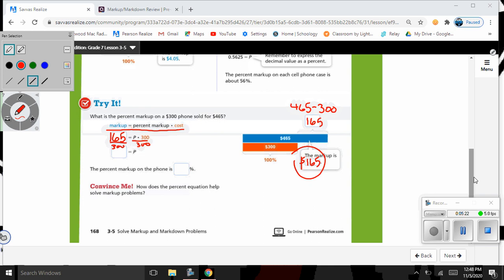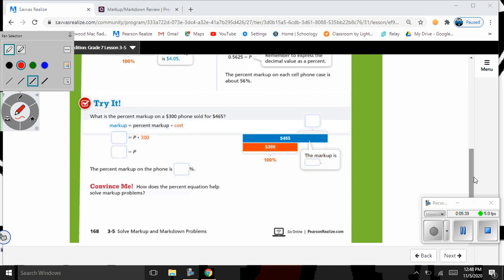And that puts it at 0.55, which is, move it over 2 places to the right, 55% markup on that phone. 55% markup on the phone. All right, let's go ahead and move on to our example number 2.